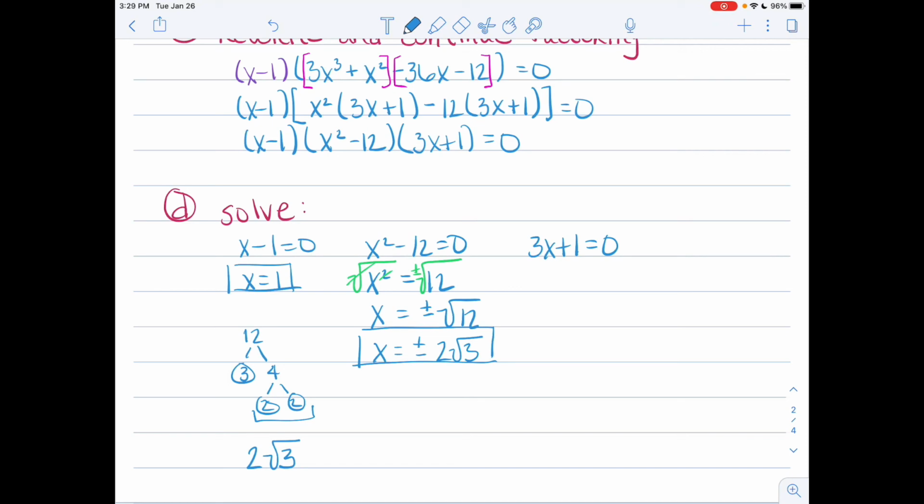This last one is just a two-step equation. After we move the 1 to the other side and make it negative because we've subtracted from both sides, we want to divide by 3 and we'll get that x is equal to negative 1/3. Let's take a look at this real quick.